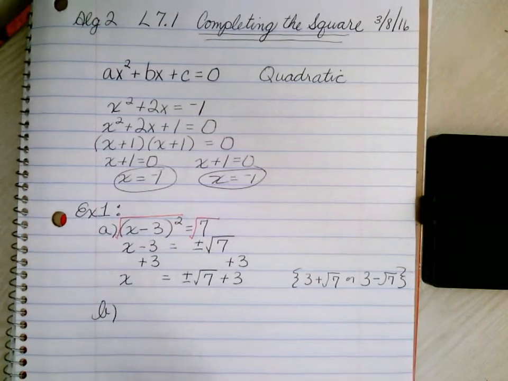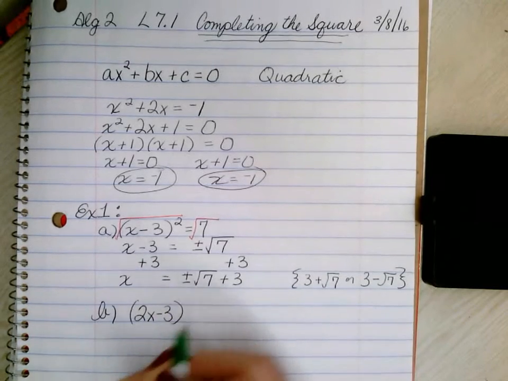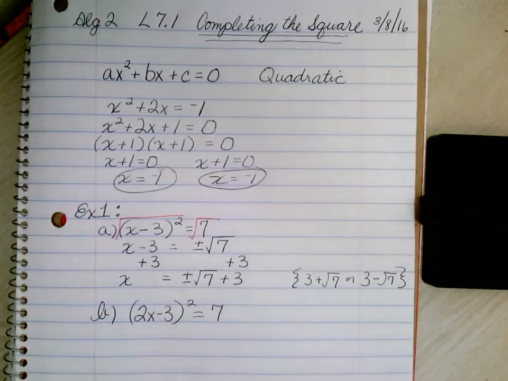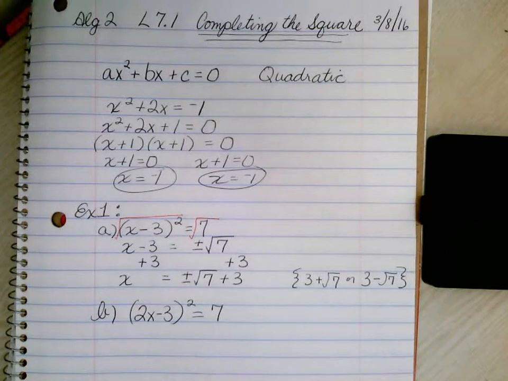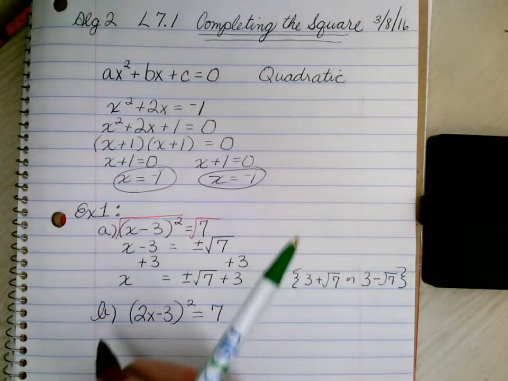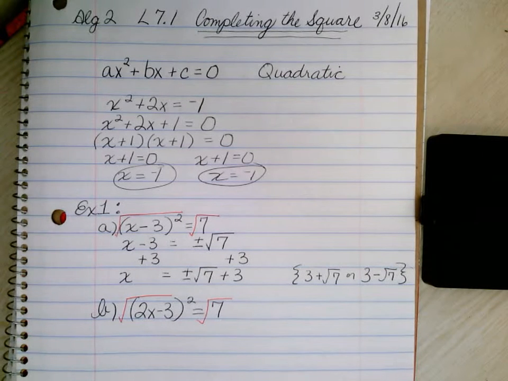So B, I'm going to give you another one that looks very similar. 2x minus 3 squared equals 7. Okay, instead of multiplying this out, subtracting over my 7, and trying to factor it, and if it's not factorable, you're stuck, we're going to find the square root of each side. I always call it rooting out. So if you hear me say rooting out, I'm finding the square root of each side.